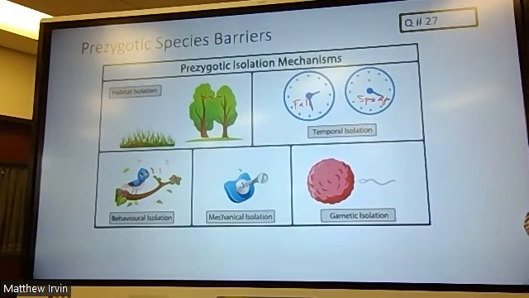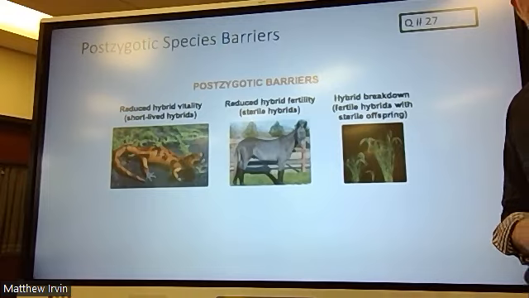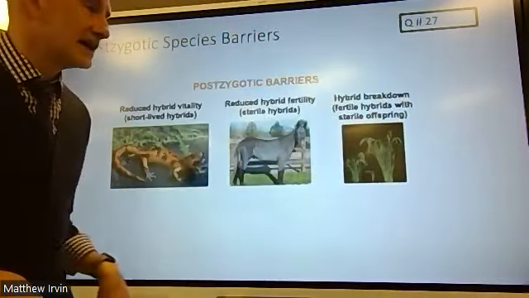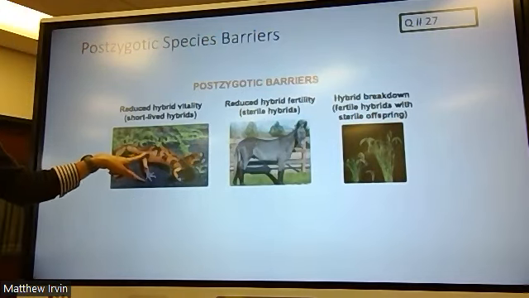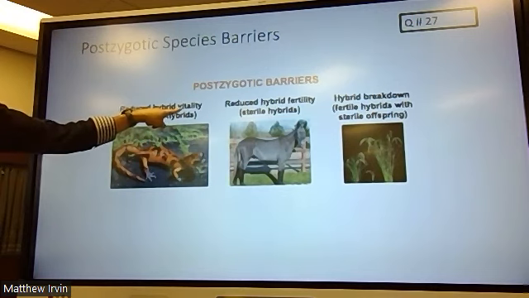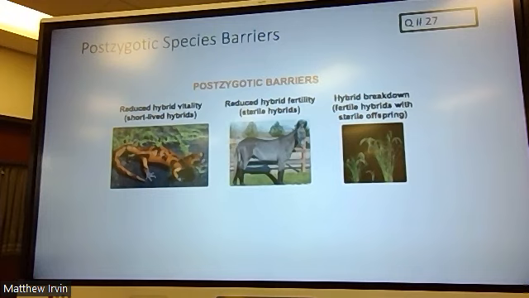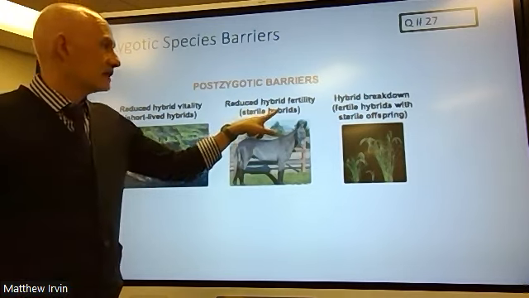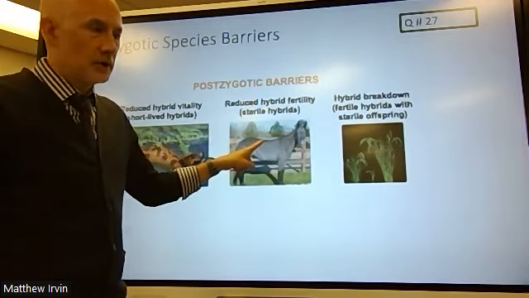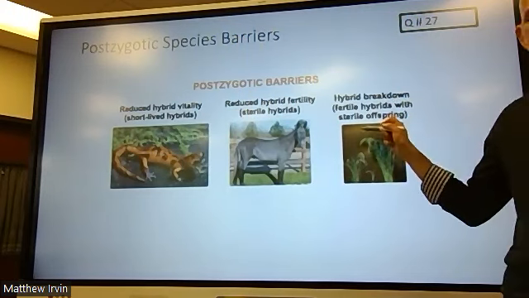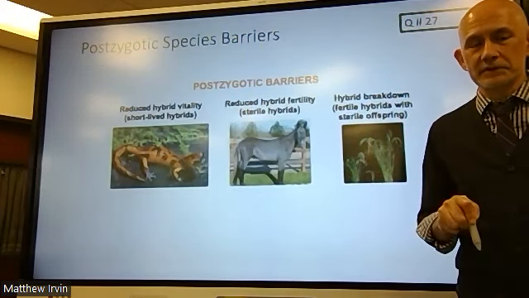If the sperm and the egg do fuse, we might have some post-zygotic barriers. So sperm plus egg equals zygote. If that zygote dies or is very weak, that is called reduced hybrid vitality. So it might hatch, but then it dies very quickly, or maybe it dies in utero. Reduced hybrid fertility. So again, mules can't reproduce. And then hybrid breakdown is they might be able to reproduce once, but then their offspring are sterile.